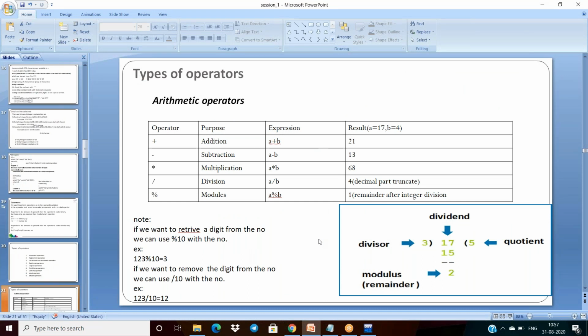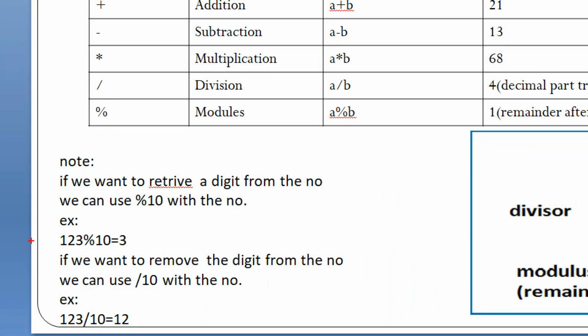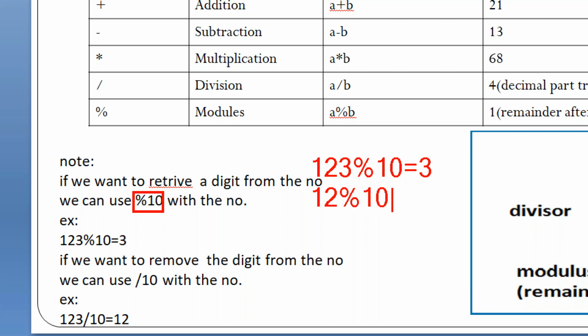The important point is that if we want to retrieve a digit from a number, we can use percentage 10. Suppose my input is 123. I want to extract the last digit. 123 percentage 10 gives 3. Then 12 percentage 10 gives 2. 1 percentage 10 gives 1. To retrieve the digits from the number, we can use percentage 10.